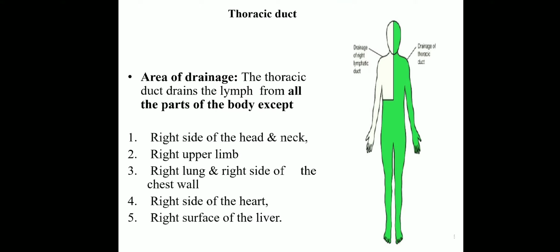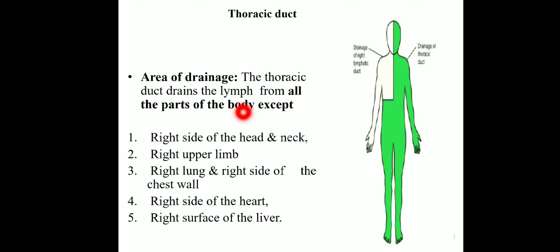Now, it is the largest lymphatic vessel. Area of drainage: the thoracic duct drains the lymph from all the parts of the body. Below the diaphragm, it drains both halves of the body, but above the diaphragm, it drains the left half of the body, not the right part.